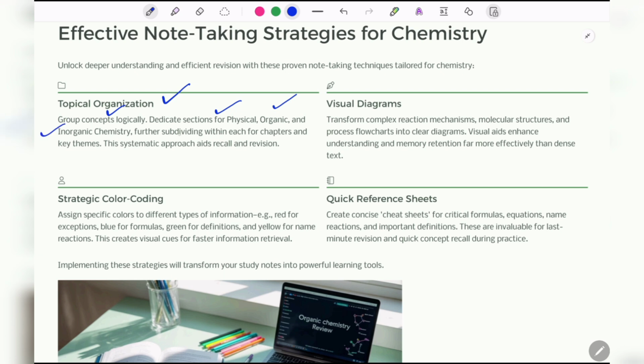Divide each chapter, for example an organic chapter, into key themes, and revision and recall has to be there. Some diagrams and mind maps can be made so that complex reaction mechanisms can be made simple. Structures can be drawn, flow charts can be drawn. Use lots of diagrams wherever possible so that you understand. Colors also can be used. Of course, you understand this point.